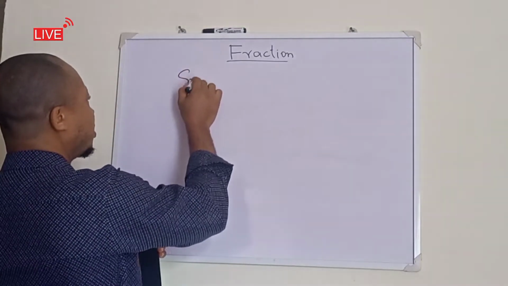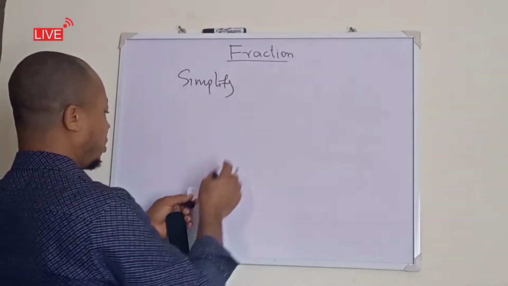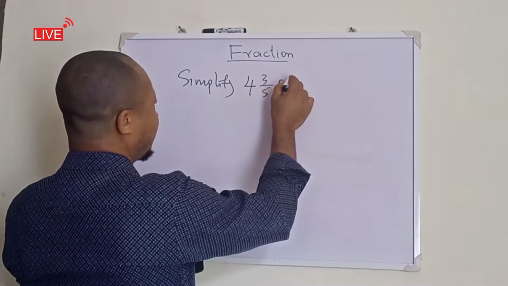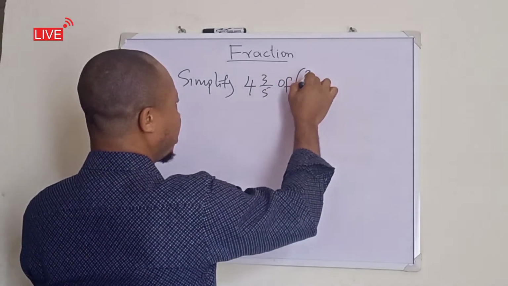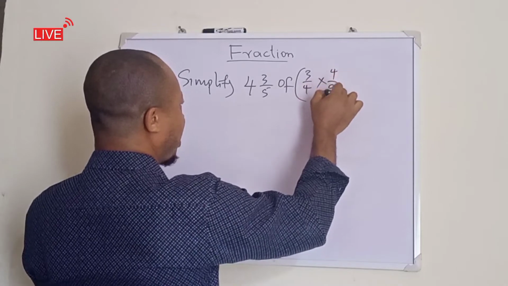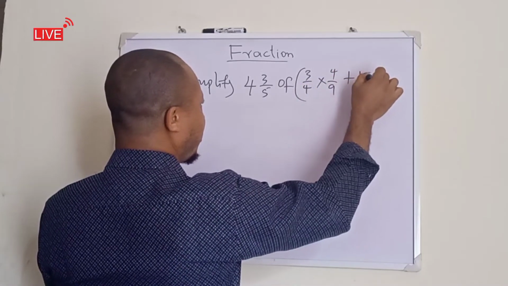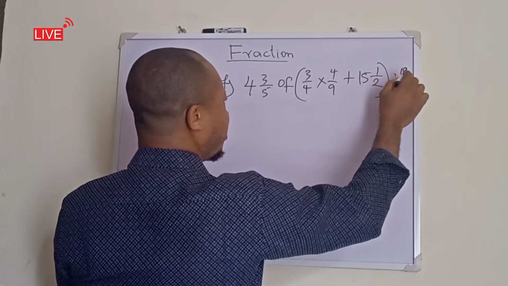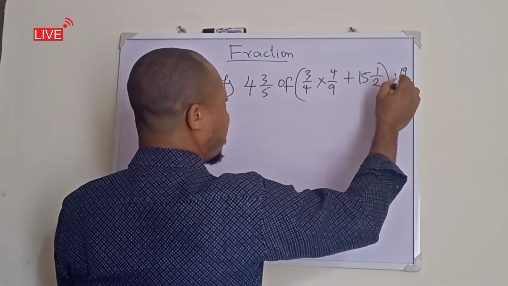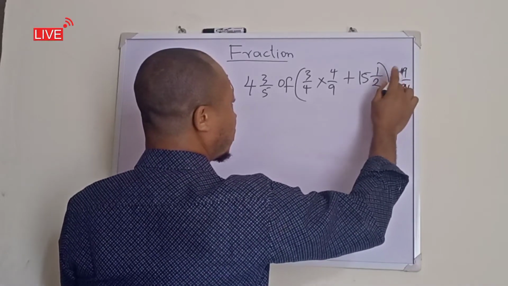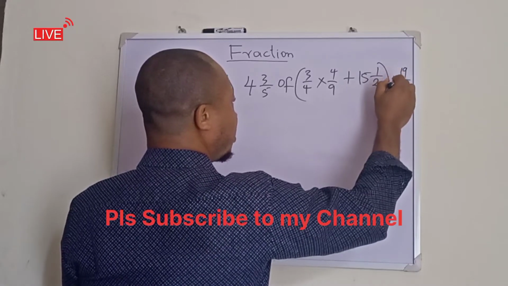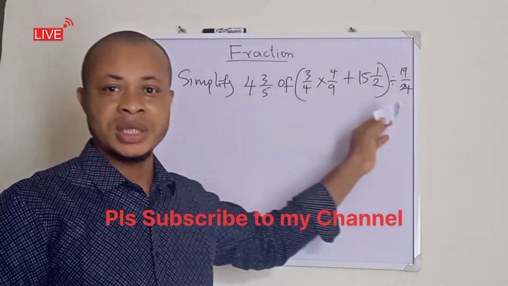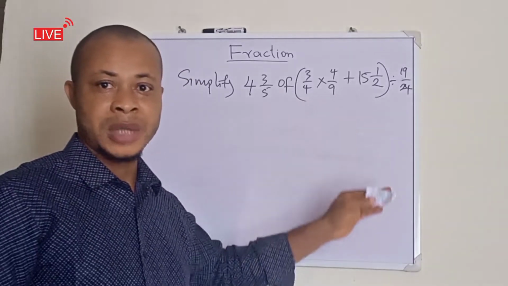The question says simplify 4 whole number 3 over 5 of, you open a bracket, 3 over 4 times 4 over 9 plus 15 whole number 1 over 2, then divided by 19 over 24, divided by 19 over 24. So this is the question the student gave me. It's from JAMB. I don't know the year.